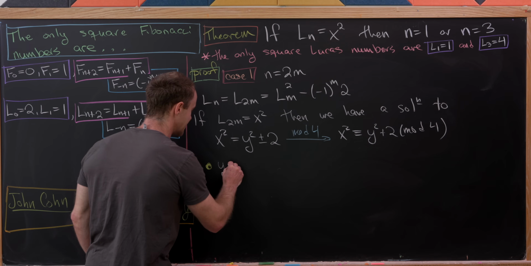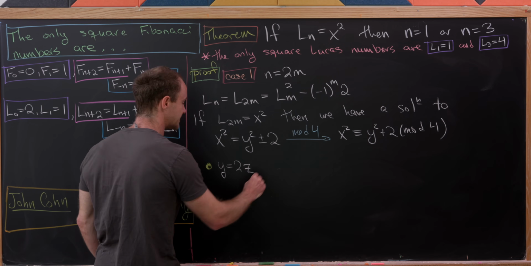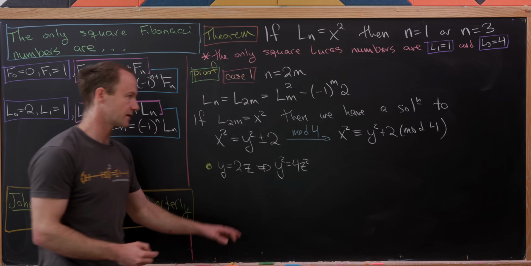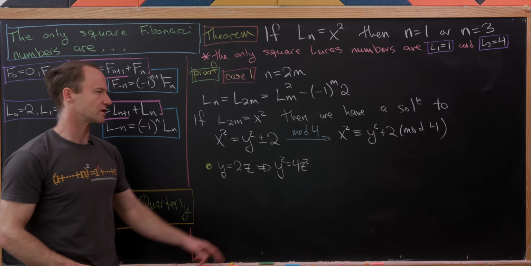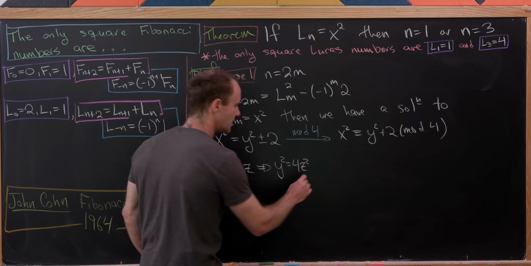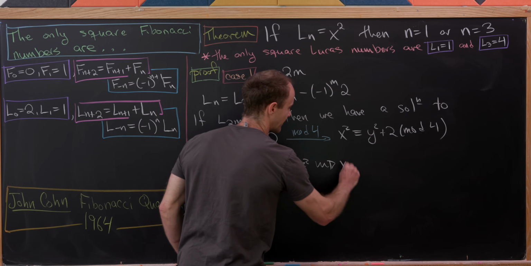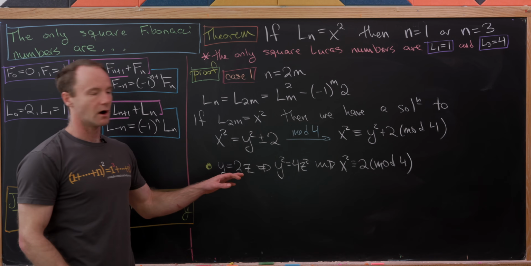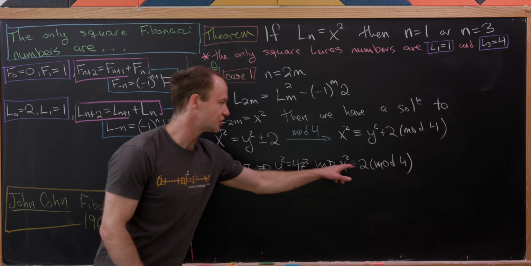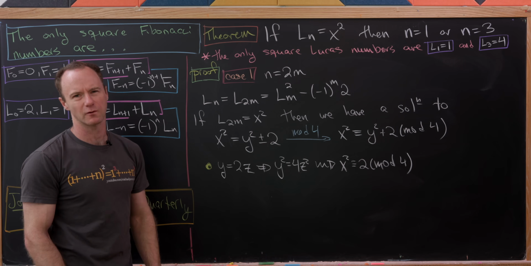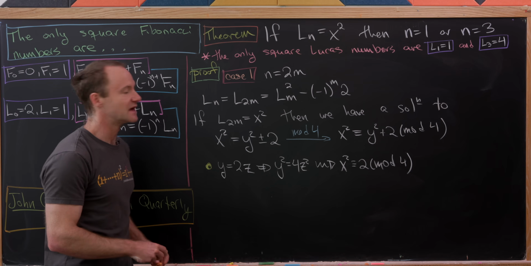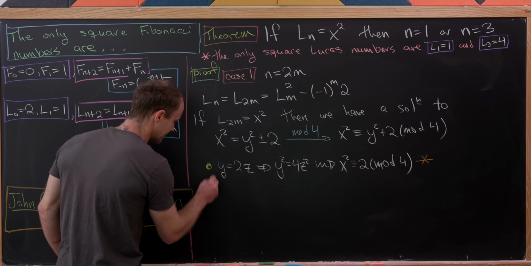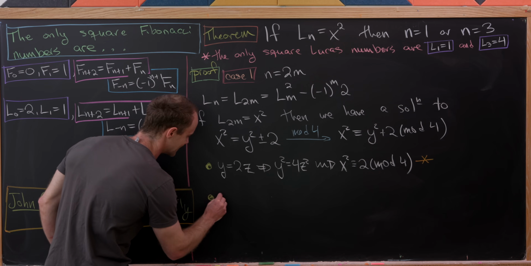So if y is even, in other words, we can write it as 2 times z, that means that y squared is equal to 4 times z squared. But that's a multiple of 4. So when we reduce it mod 4, that kind of disappears, and we're left with x squared is congruent to 2 modulo 4. Oh, but a really important fact is that 2 is not a perfect square mod 4. I think we use that on the channel from time to time. That's a pretty easy thing to show. So that gives us a contradiction here, leaving us with the only other case, which is y is odd.